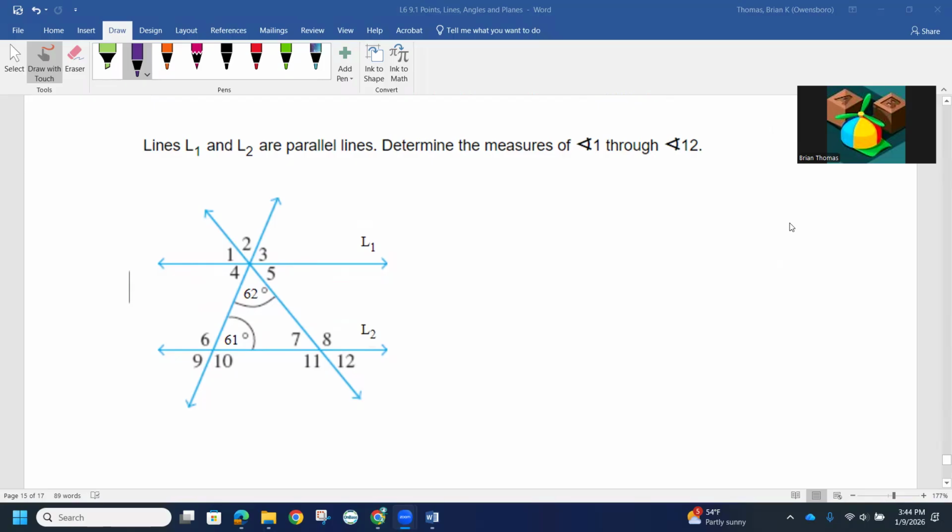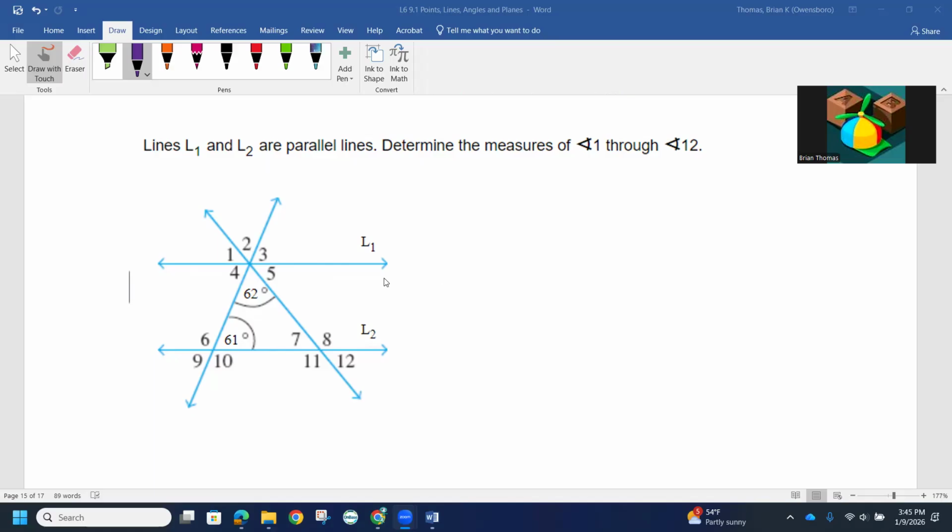So a lot going on here, but since they said parallel lines, we know that all that stuff we had with corresponding, alternate interior, same side interior, all those go on. We have intersecting lines, so we have what's called vertical angles. We have straight lines, so we have supplementary angles. So we have all kinds of things going on here.